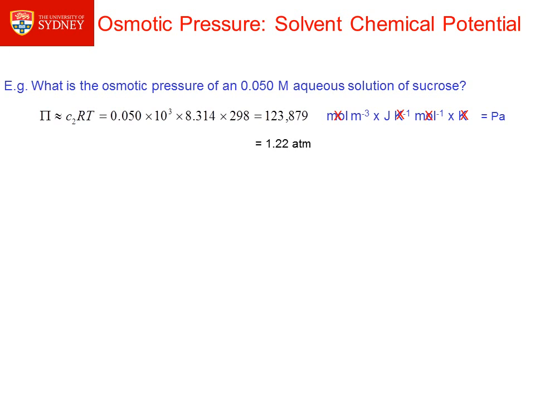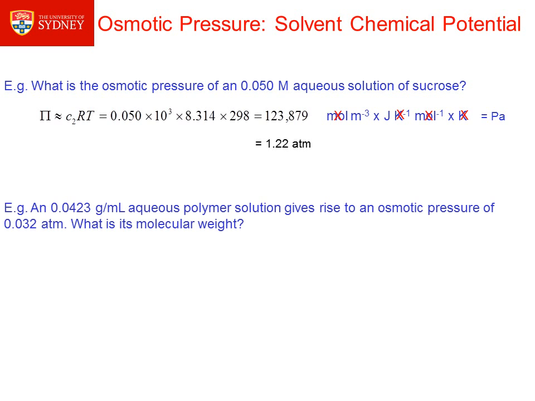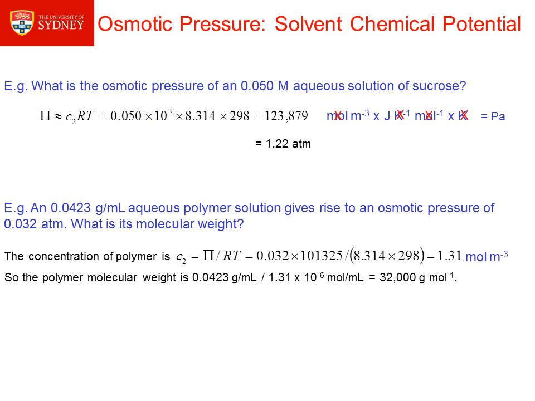One of the common applications of osmotic pressure measurements is to work out the molecular weight of an unknown, very commonly a polymer solution. So for example, if I take a dilute aqueous polymer solution, 0.0423 grams per mil, because I don't know its molecular weight, and measure its osmotic pressure to be 0.032 atmospheres, we can calculate its molecular weight.